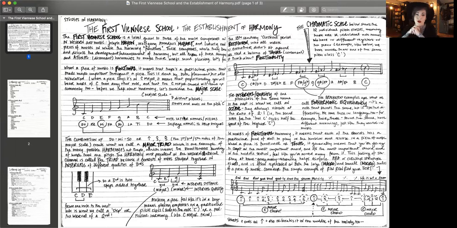So when a piece is functional, it means that there's a particular pitch that we are returning to in a piece of music. And this is done by both the placement of the note, but also the reiteration of the note.